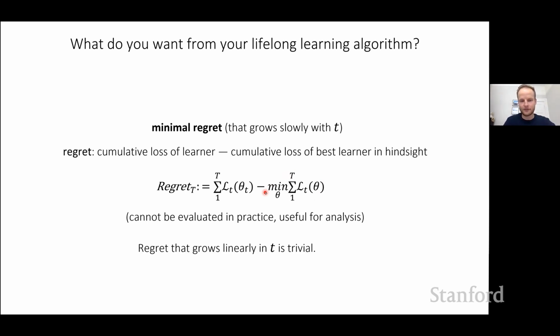And in fact, regret that grows linearly in T, in the number of data points, is trivial. So one question I have for you is, why is that? Can you give me an example of an algorithm that produces a linear regret, or regret that grows linearly in T? You can just unmute yourself and speak up if you have an idea. Why is regret that grows linearly in T trivial? Can you think of an algorithm that produces a linear regret?